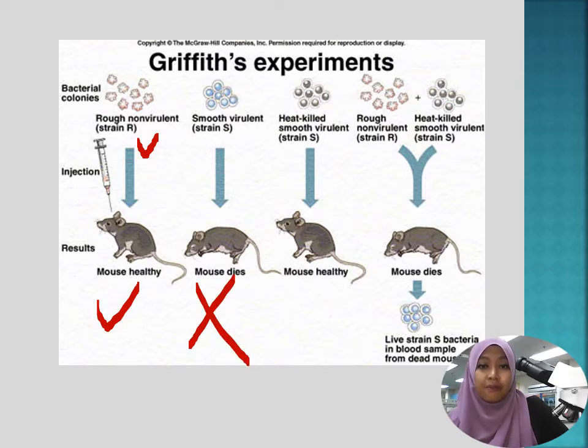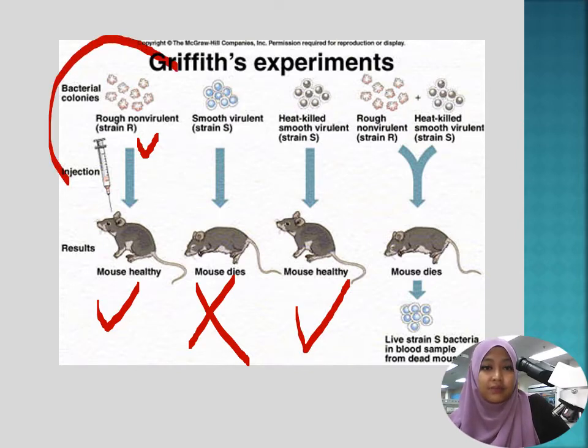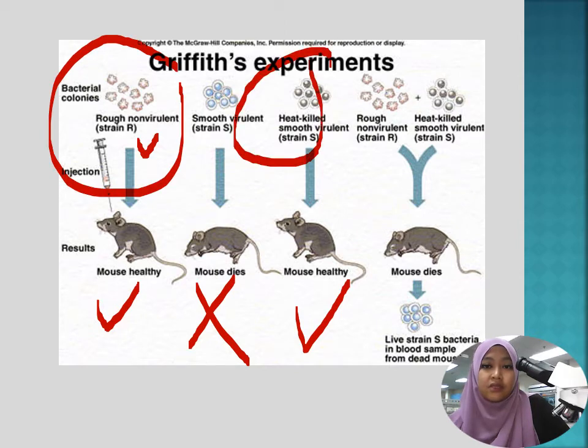Next, compare to the heat-killed smooth virulent strain. We take strain S, the smooth, and heat it, so the heat kills the bacteria. At the end, the mouse is healthy and survives. Then when we take this one and this one to form one mixture, supposedly the result is positive, meaning the mouse will be alive.